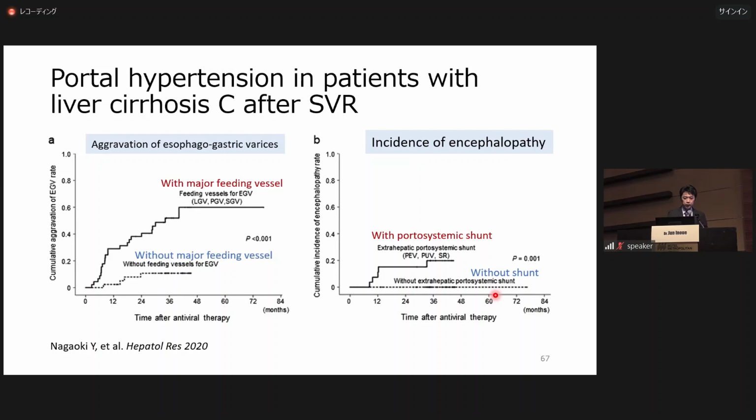And if the patient has cirrhosis, portal hypertension should be cared for after SVR. If the patient has a major feeding vessel, the aggravation of esophagogastric varices was increased. And also, if the patient has a portosystemic shunt, the incidence of encephalopathy was high. So we should check the feeding vessel of varices or portosystemic shunt.